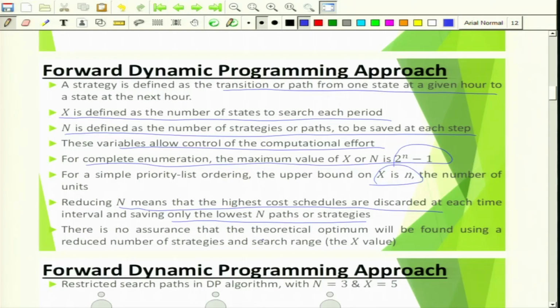So there is no assurance that the theoretical optimum will be found using a reduced number of strategies and search range. However, as I already told, you may lose some accuracy. We will also see the case study. We may lose some accuracy, but that is still agreeable.